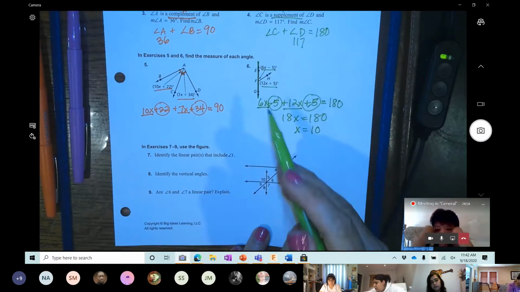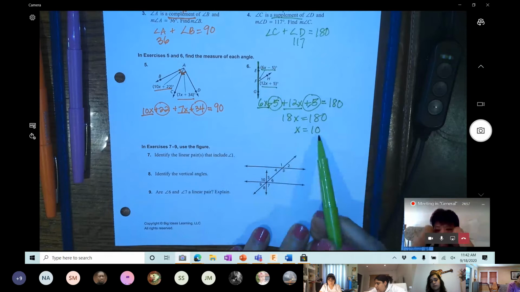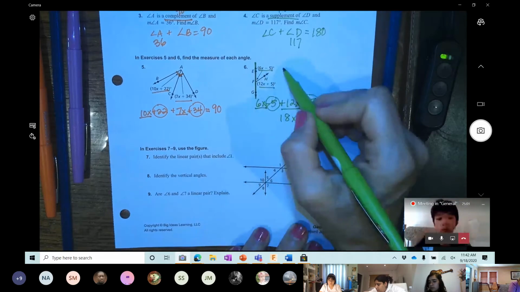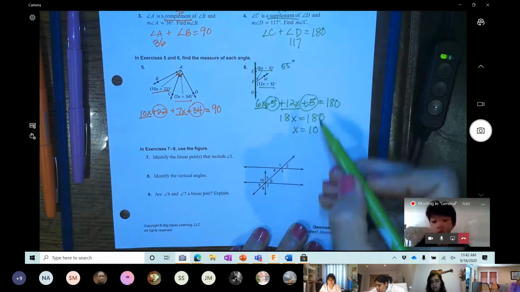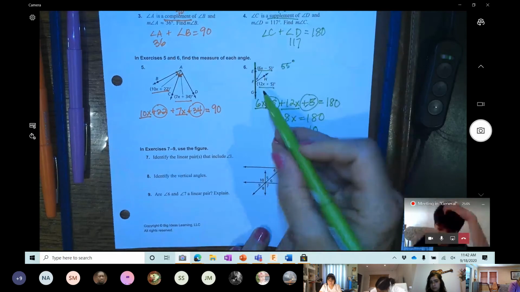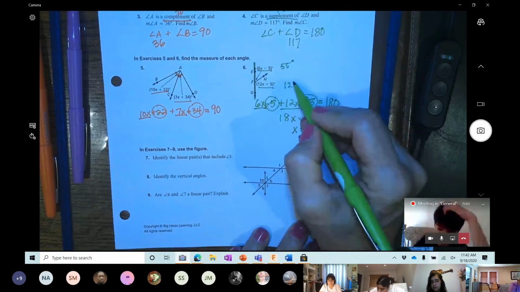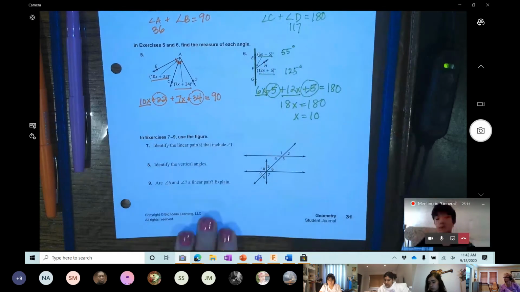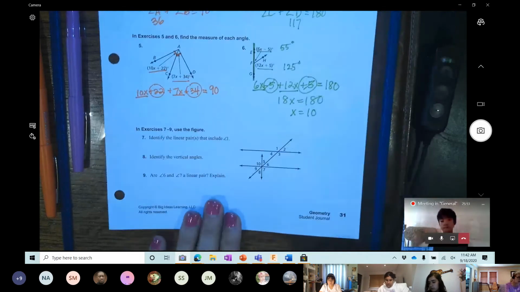Then to find the angles, you take that 10 and you plug it back into here. So this would be 60 minus 5. That one's 55. And this would be 120 plus 5. So that's 125. And together they equal 180. So yay. I don't see any hands yet, so I'm going to keep going.